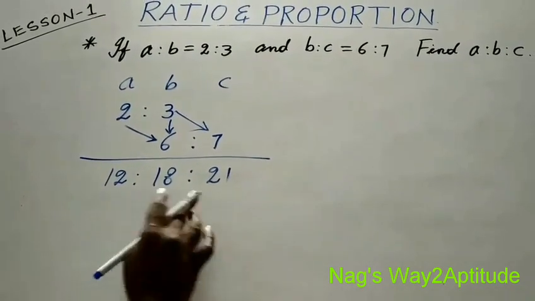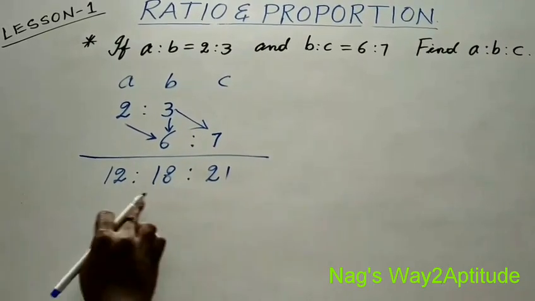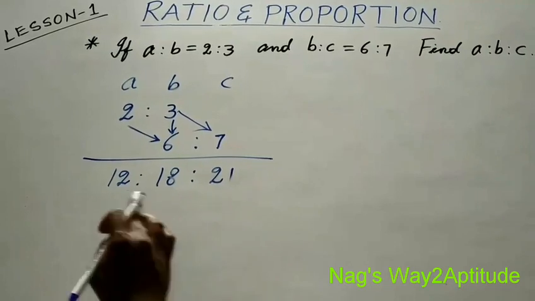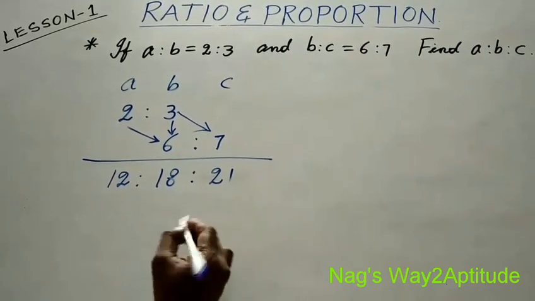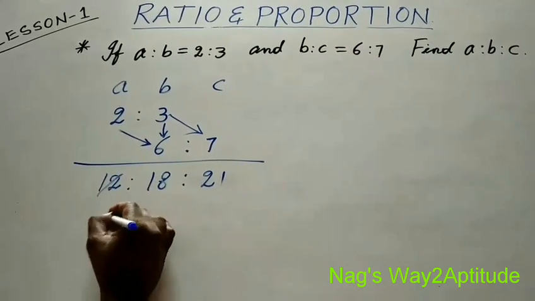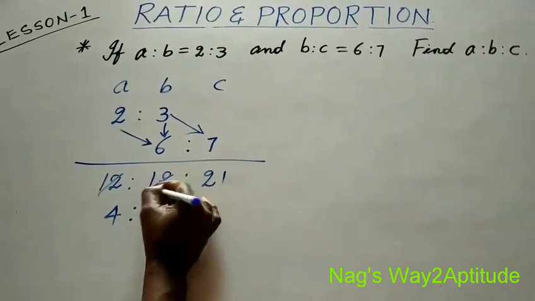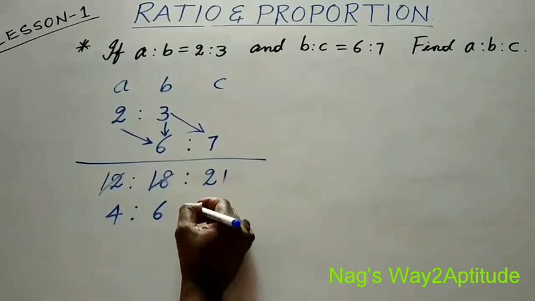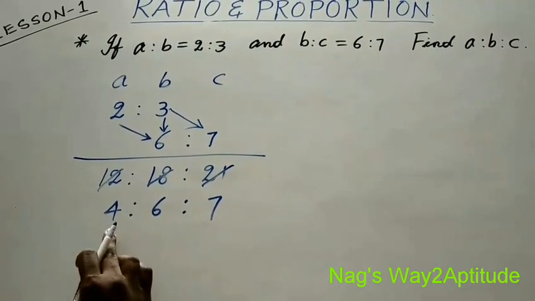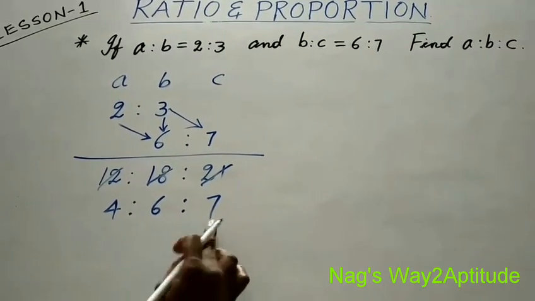If you look carefully, you can see that there is one common factor in these three numbers. You can cancel the 3 table. 3 takes 12 4 times, 3 takes 18 6 times, and 3 takes 21 7 times, and finally we get the answer 4 is to 6 is to 7.